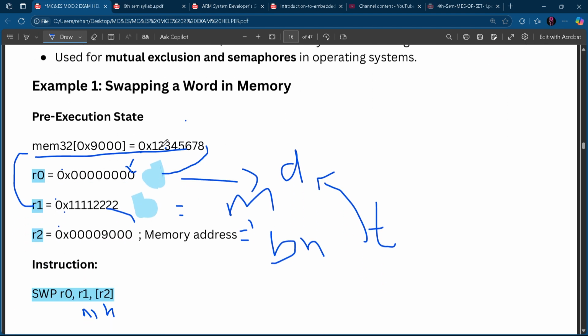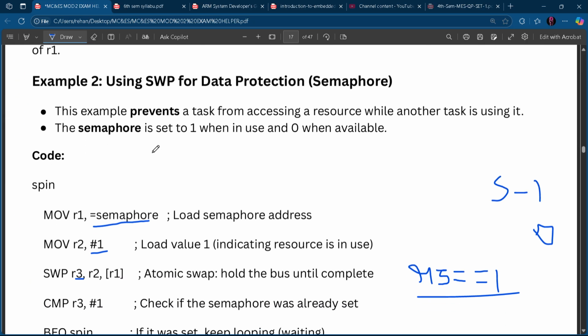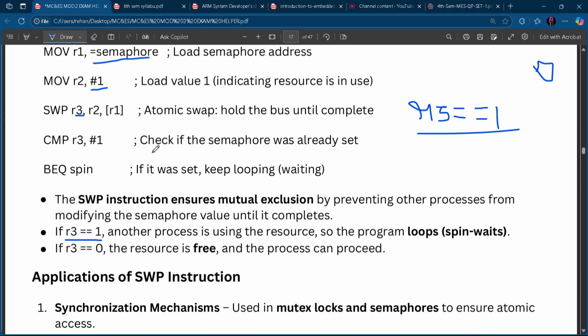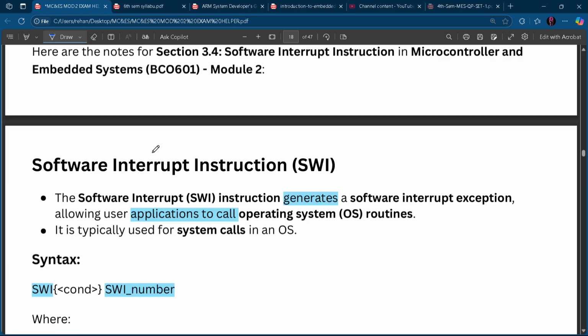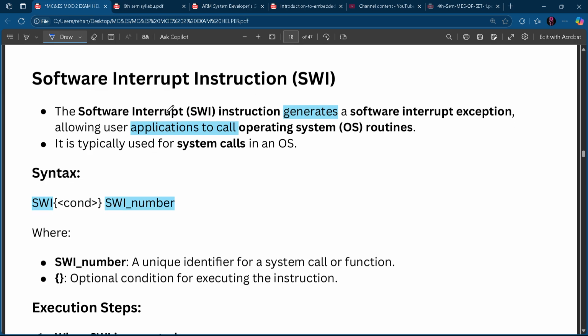This is the example, like how it was before and after. This you should be able to understand by yourself. I don't want to waste my time on that because I have already wasted a lot of time. Now we have to move to the swap interrupt instruction that we will see in the next video.